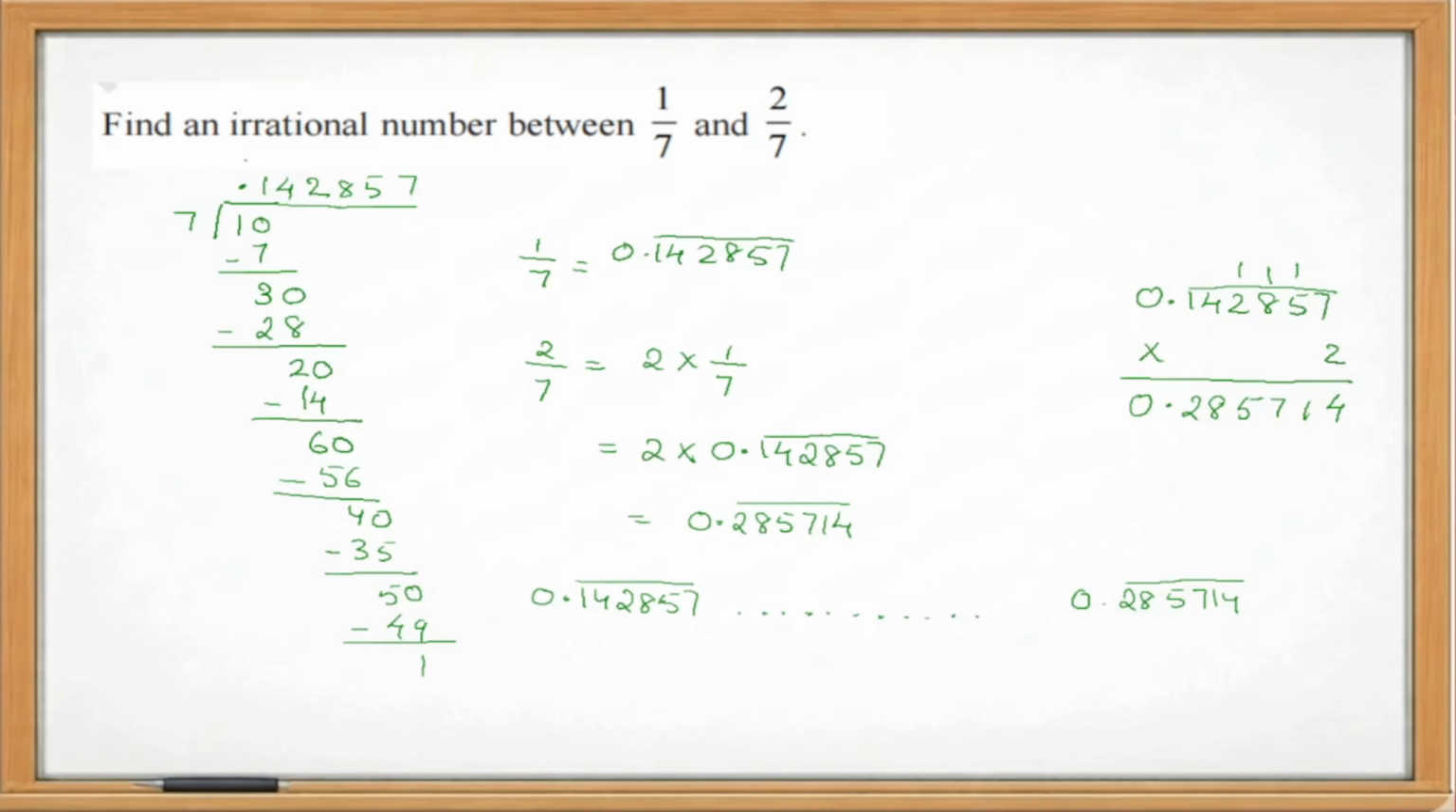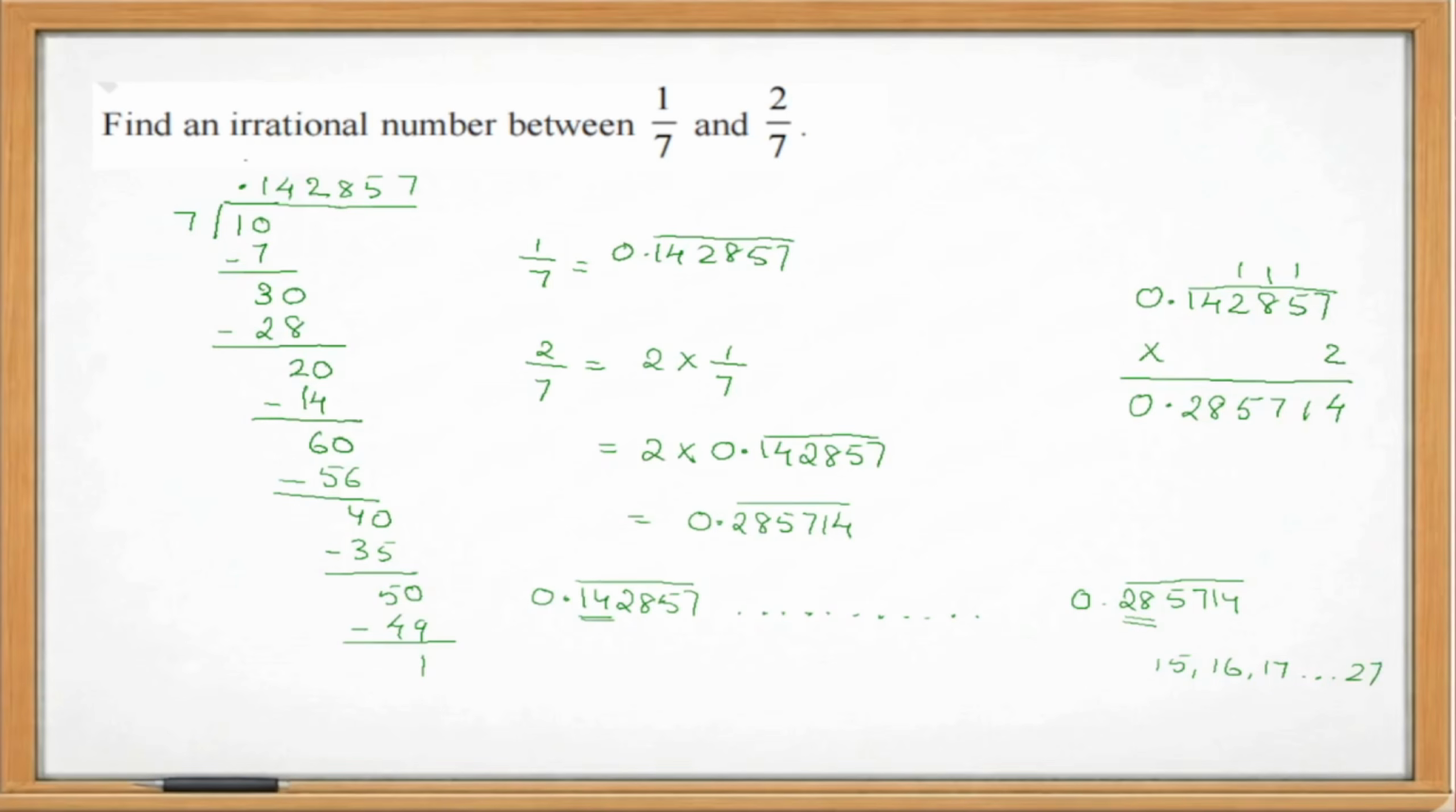We have to find an irrational number between these two decimal expansions. For that, now look at this one. It is 14 over here and it is 28 over here. The numbers between these two are 15, 16, 17 till 27.